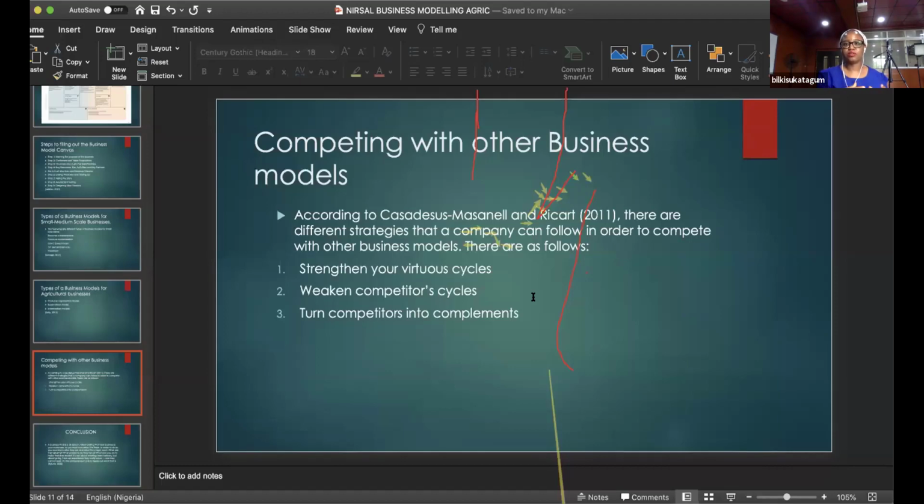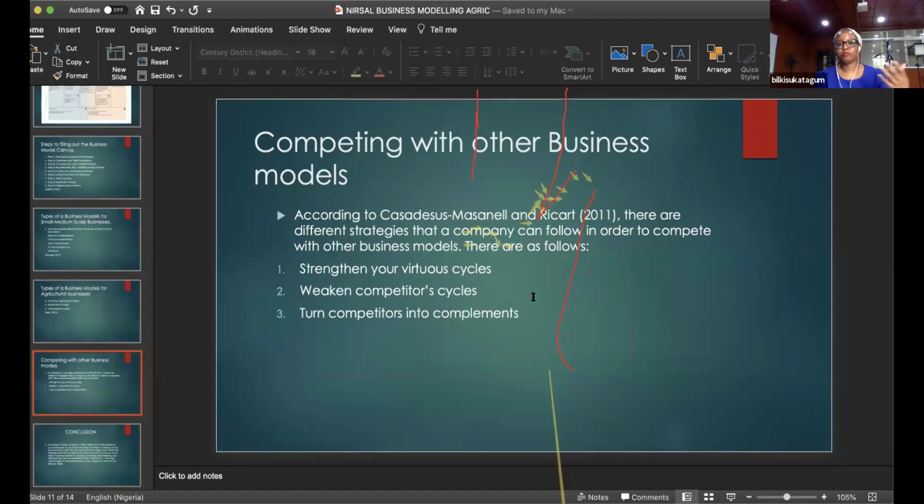Try and make certain choices and decisions that add to your business model itself, and you're able to increase your share. You're able to increase more profit, maximizing profit, you're getting more customers. So once you're able to strengthen those cycles, the things that actually create extra revenue for you, you can compete properly with other business models and make money.